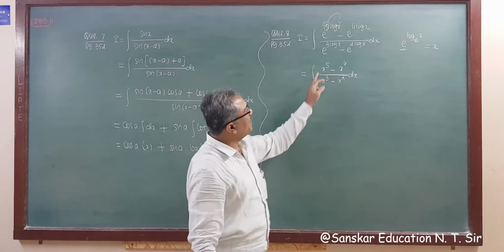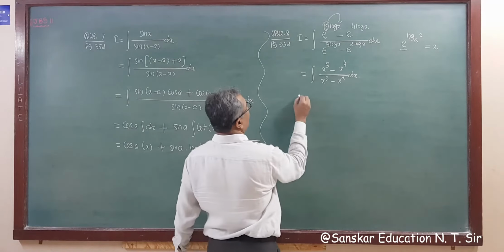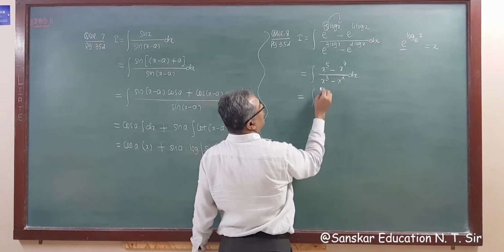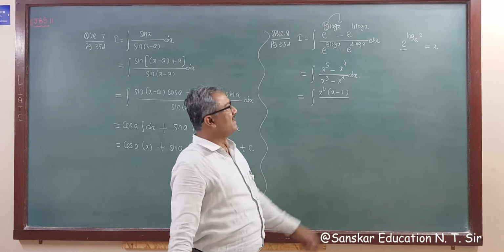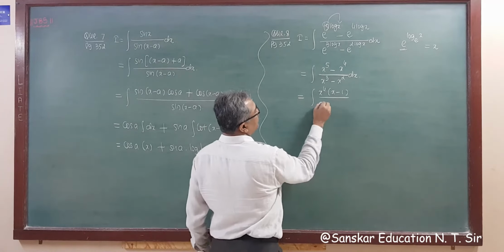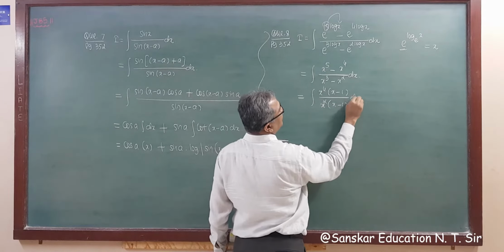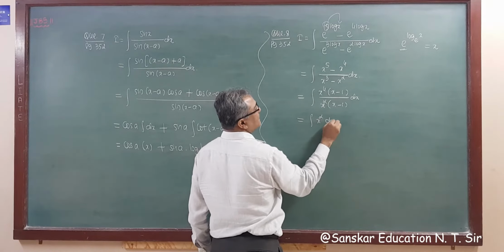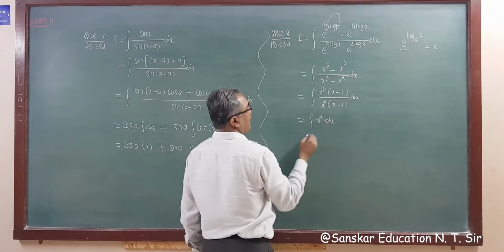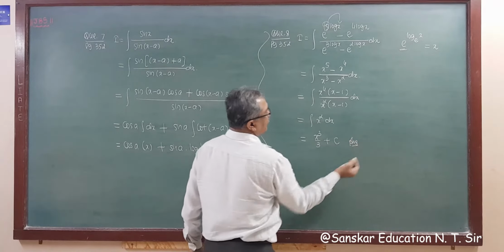Now x raised to 4 is common in the numerator, and from the denominator x square is common. So taking that common, we get x raised to 4, remaining is x minus 1, whole upon, from the denominator x square common, x square into x minus 1 dx. This will be cut, and this is the integral of x square dx, and the integral of x square is x cube by 3. Right? So the answer will be x cube by 3 plus c. So this is an important question.